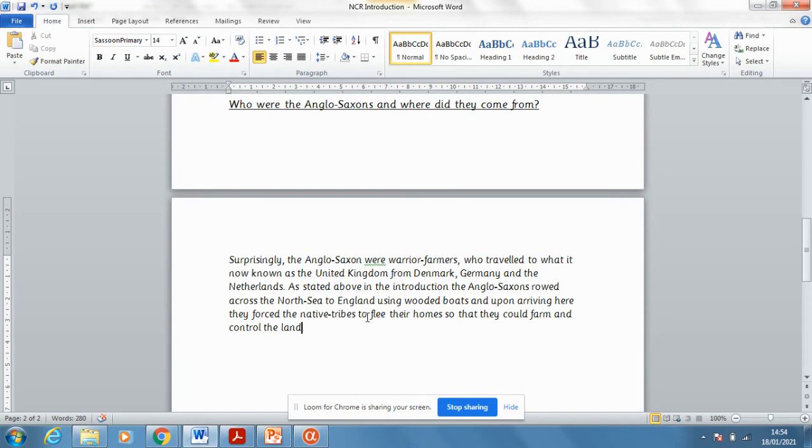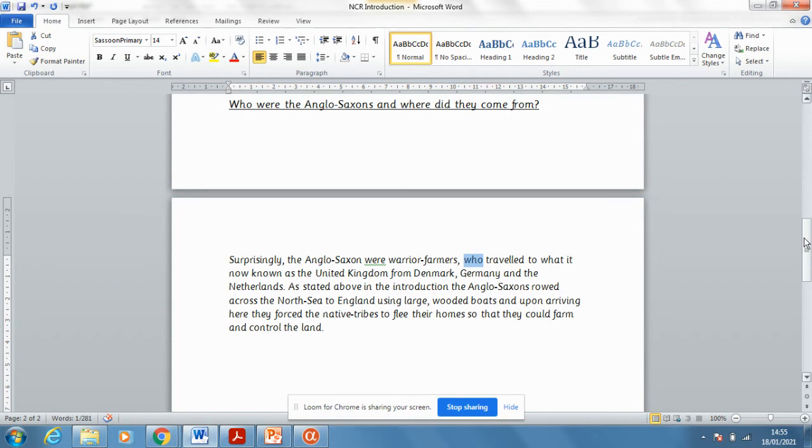So I need to see on my work that I've got two adjectives before the noun. Using, we could have large wooden boats. So we've got two adjectives there to describe the noun. And upon arriving here, they forced the native tribes to flee their homes so they could, let's have a look now. There we go. We've got a relative clause in our opening sentence. Right, okay, children. I'm going to stop there, and I'm going to pass it over to you to continue with your work.